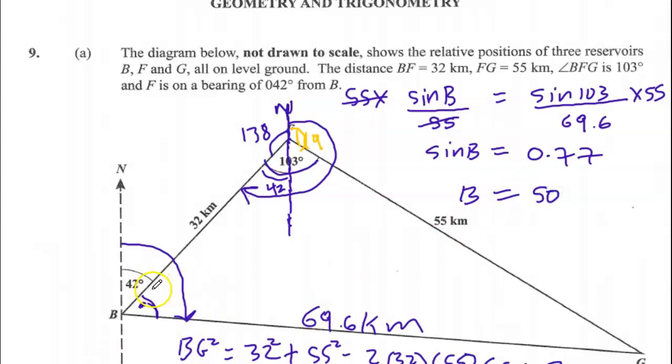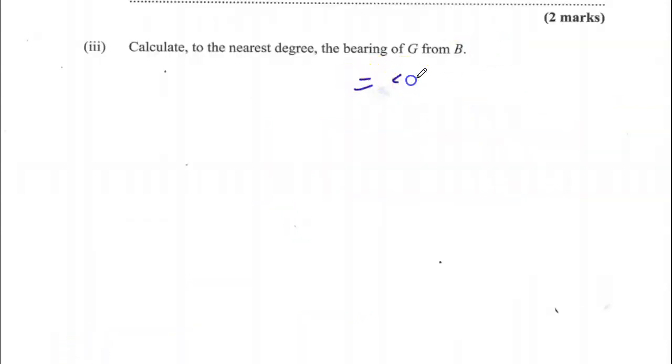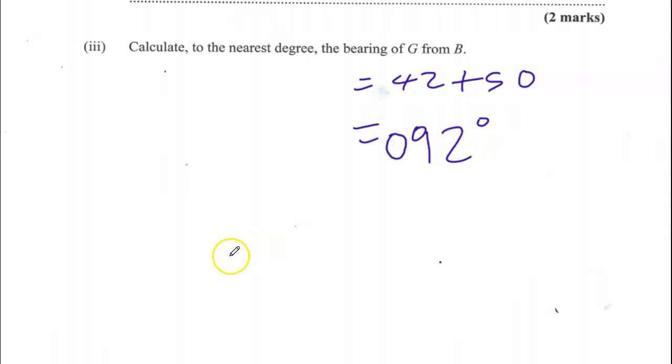So this angle would be 50 degrees, which means the bearing of G from B would be 42 plus 50. So that would be 92 degrees, using 3 digits, right? 92 degrees.